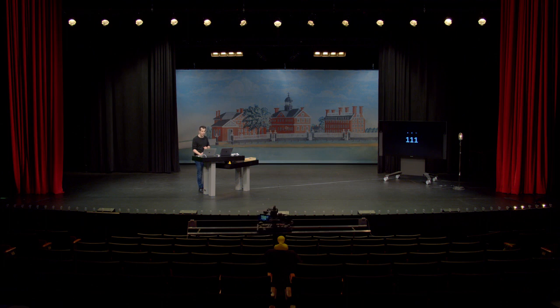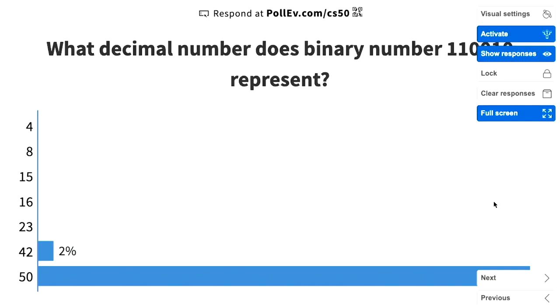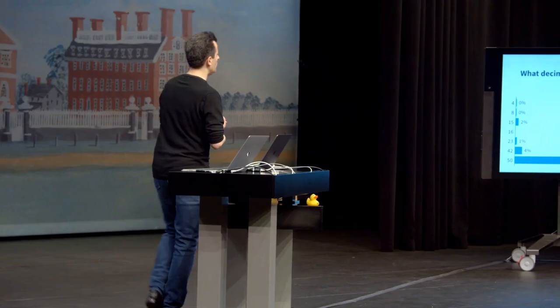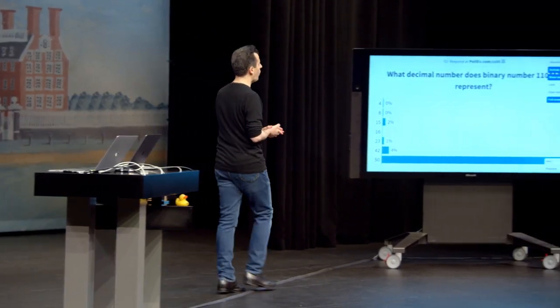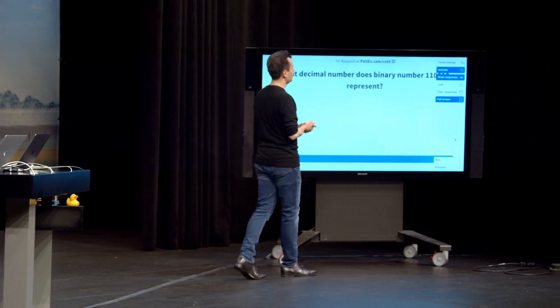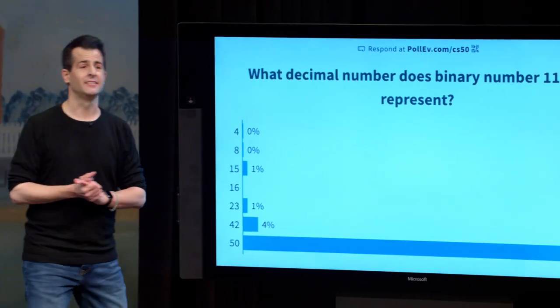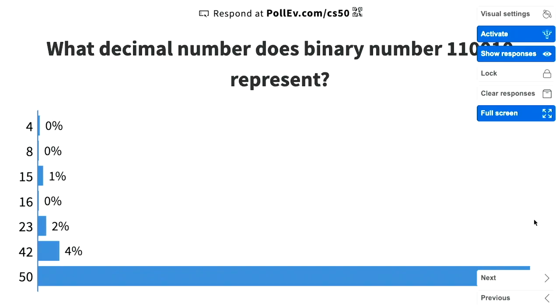And you should see now on your end this same question put in binary terms. What number in decimal does binary number 110010 represent? So here we have an overwhelming response. 50 is indeed the correct answer.